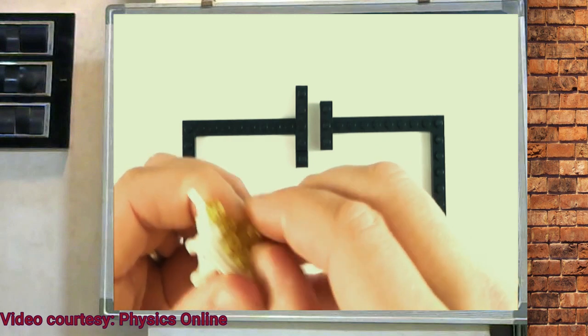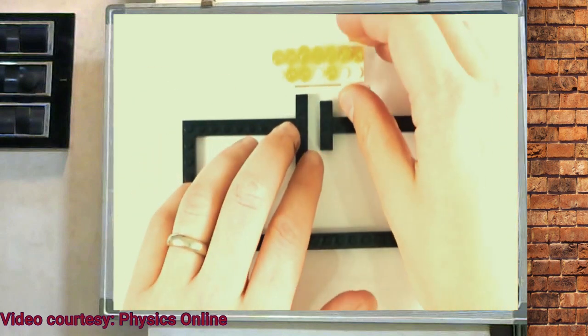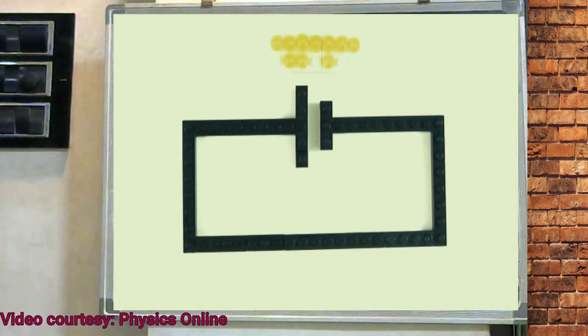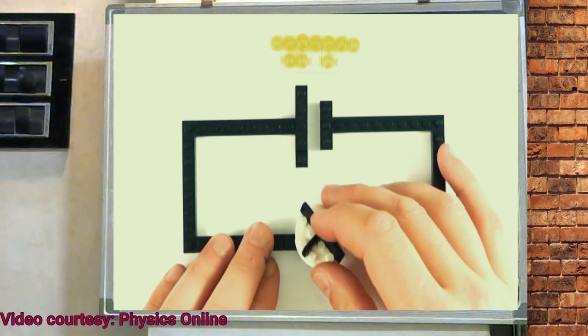Now this is our source of energy, and I'm going to represent the energy with these little yellow blocks here, and effectively inside the cell we have some chemical energy, so I'm going to leave that there. Now this is a bit of a dull circuit at the moment, so I'm also going to add some components, and here we have a filament lamp. It's not quite perfect, but it's all I could do in Lego.